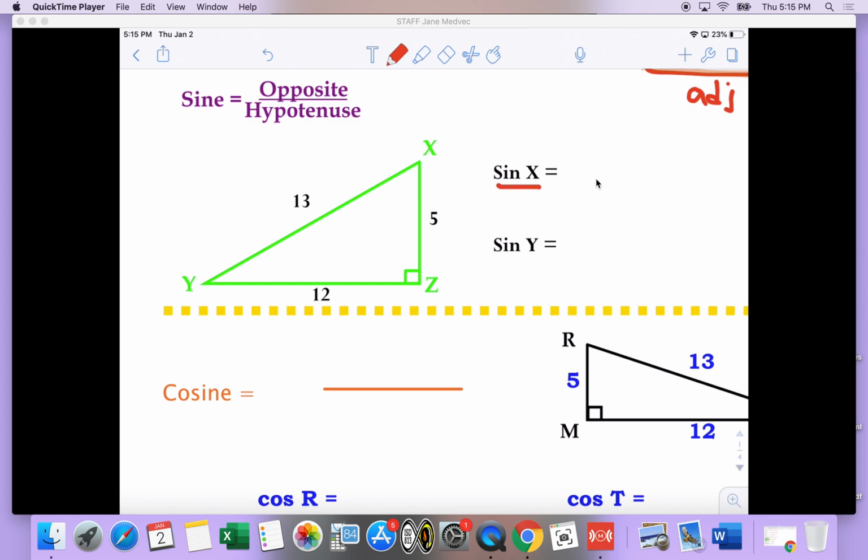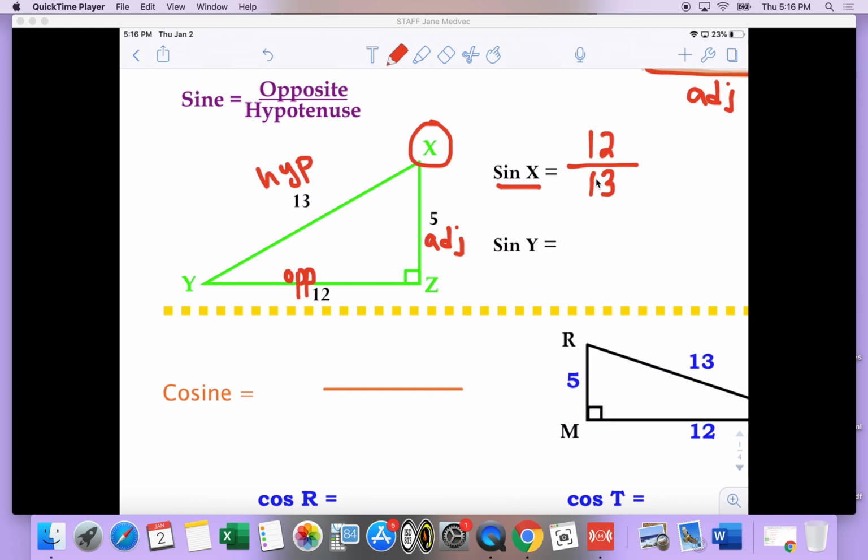You're going to notice right here it's sine x. So x is the angle that I'm looking at. And when I look at this triangle, you're going to notice side 13. That is still my hypotenuse because it's the longest side and it's opposite that right angle. The side that's adjacent is the 5, and the side that's opposite is that 12. And again, I'm looking at angle x because it says sine x. So if I set this up, my opposite would be 12, and my hypotenuse would be 13, and I am done with x.